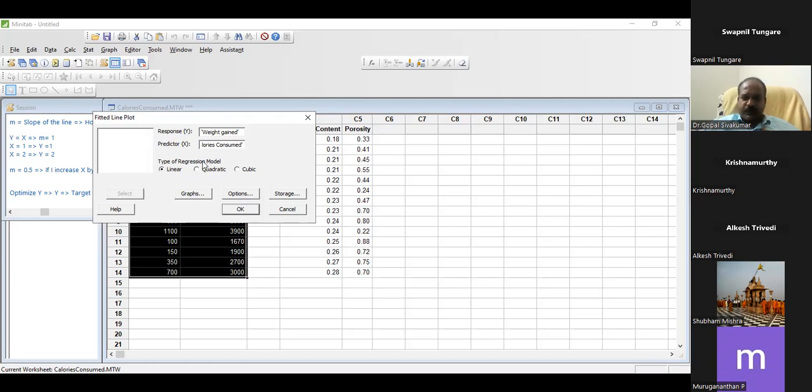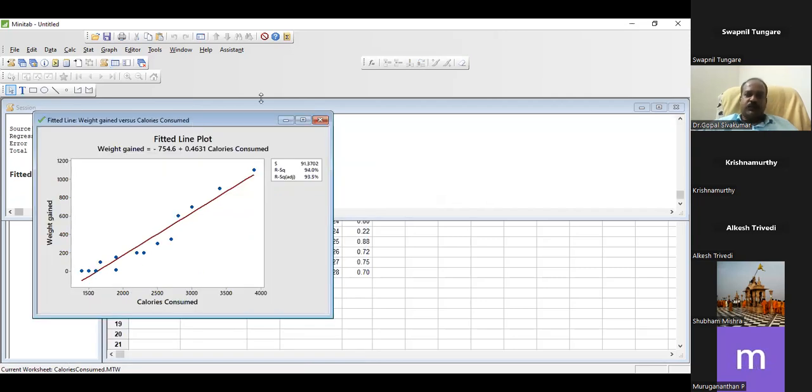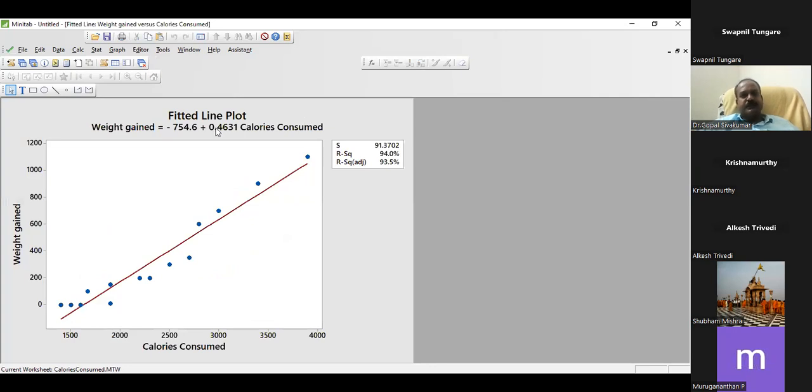For this particular problem, calorie consumption and weight gain, have we seen our scatter plot? Yes, sir. It was showing linear, right? And moreover, your R value also confirmed that. How much is it? 0.97. Very good. With all this background information, you are choosing linear. Now I am clicking OK. And now the equation of the regression line is also generated.